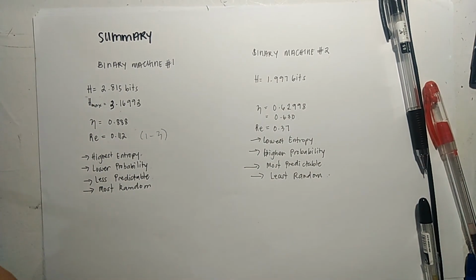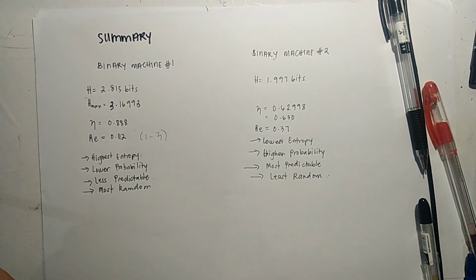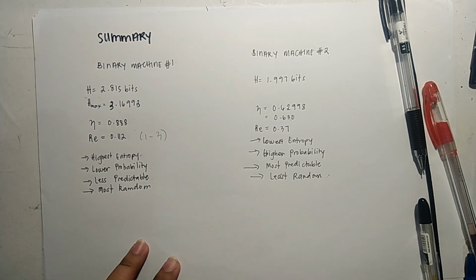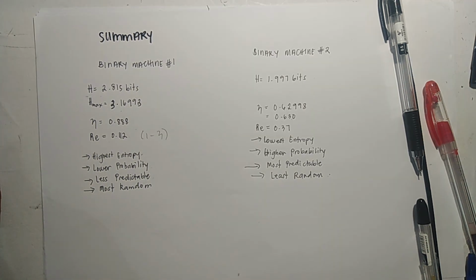For binary machine 1, more information needs to be transmitted to get a desired outcome. And for binary machine 2, less information is needed to be transmitted to get the desired outcome. So in summary, binary machine 2 is much better than binary machine 1. So that's the end of ECE23 performance task number 8. Thank you.